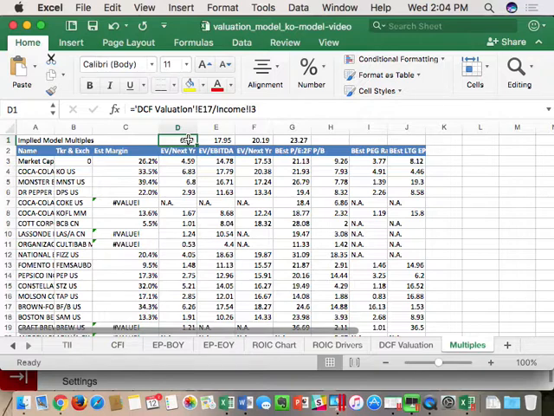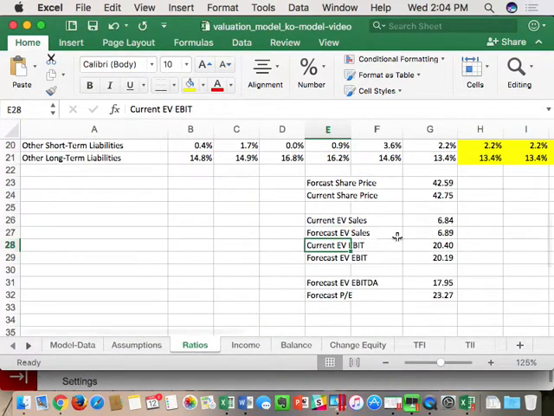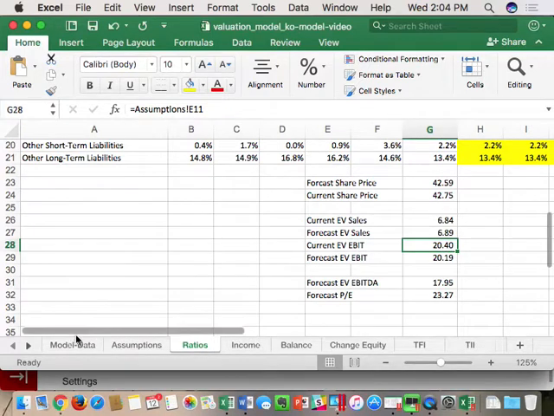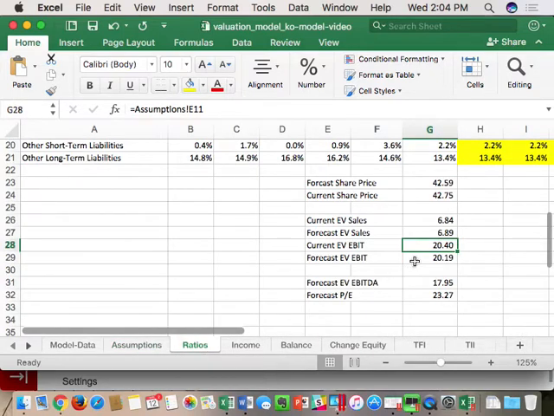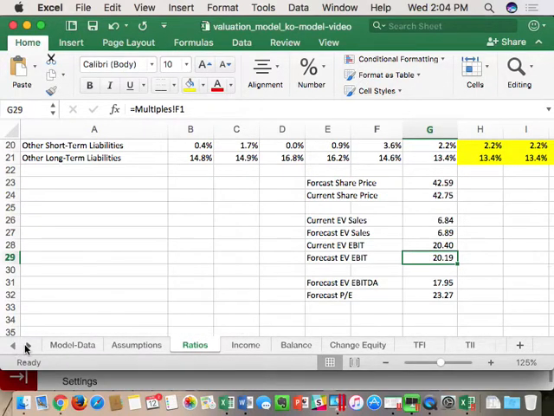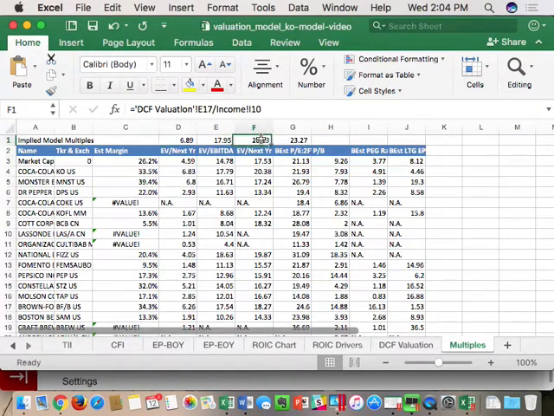This was the EV to sales created by our model based on the forecasted share price. Okay, so we have a current and forecast, just like we do with the share price. Same thing with EV to EBIT. In the ratios tab, I want a current EV to EBIT, which is the current trading multiple at the time of the valuation, which we had put into our assumptions tab. So it's referring to that number, E10 or E11 off the assumptions, and the forecast EV to EBIT off of the multiples, which would have been F1 when we built out the changes of the model.